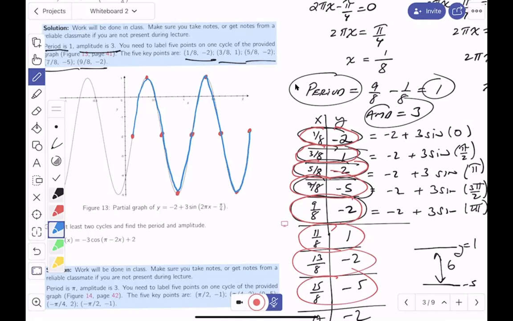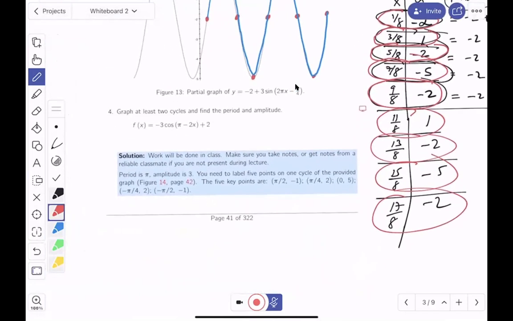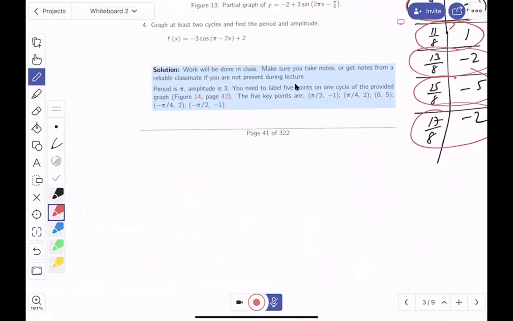2 cycles. All right, what points did I use? The ones that are circled. All right, I guess I didn't circle the last one. Okay, let's go to the next one, which is, let's take a look, number 4. And I'll write this one down for you.